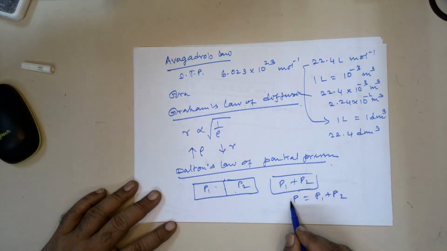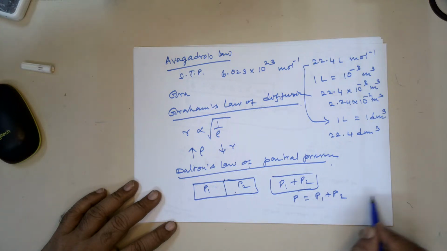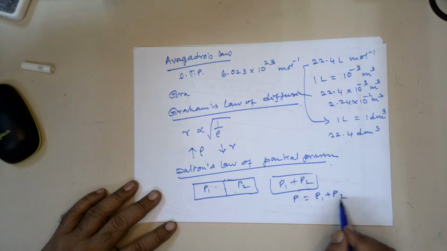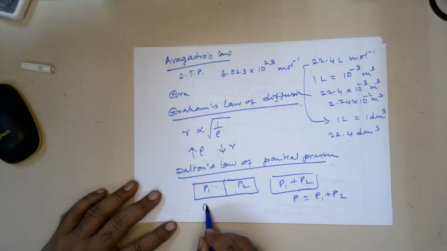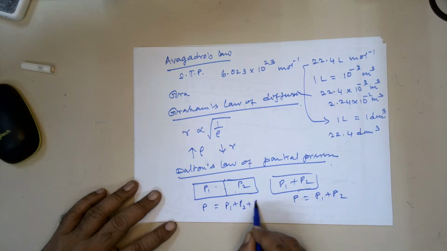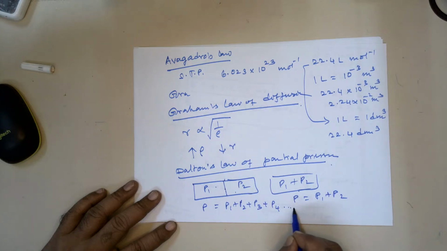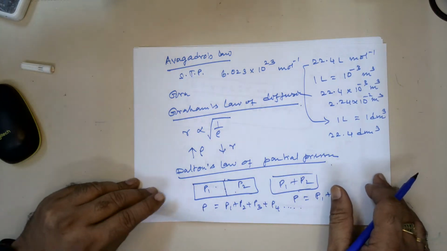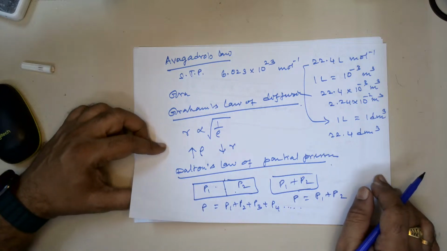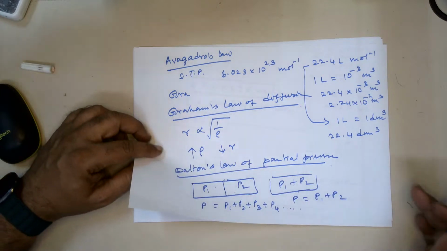So the pressure of the mixture is equal to the sum of pressures of individual gases. So it can be P is equal to P1 plus P2 and so on, if it is having n number of gases with different pressures. This is called Dalton's law of partial pressure.